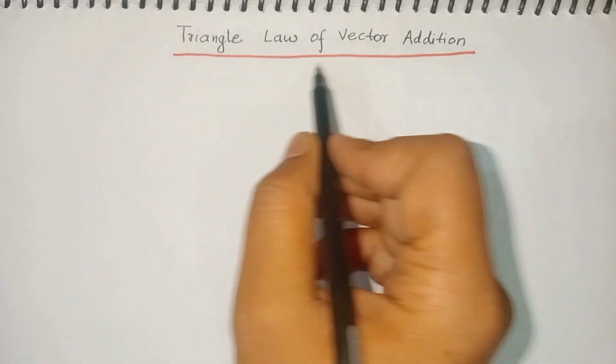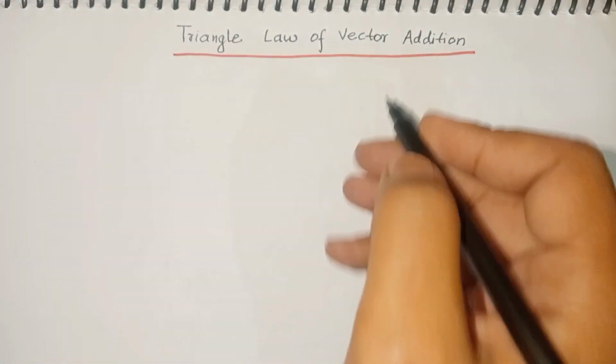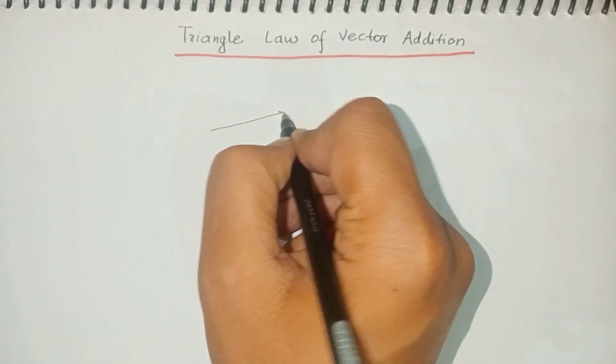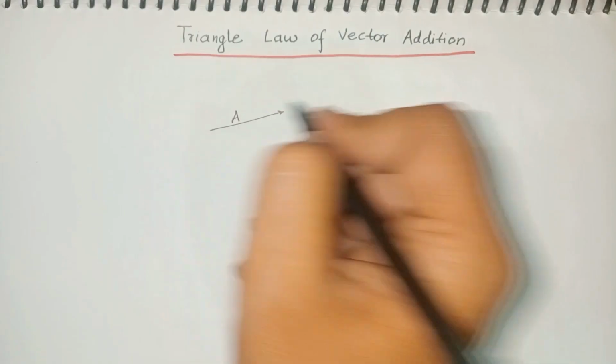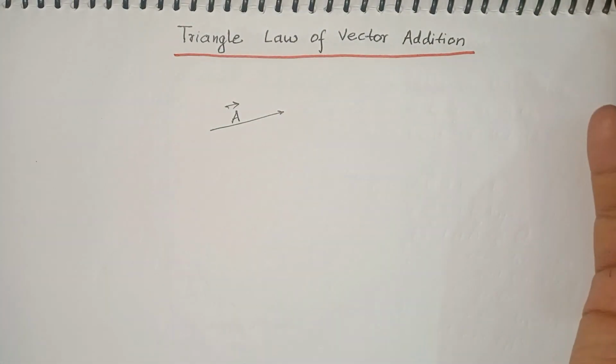Let's study the triangle law of vector addition. What is this triangle law of adding two vectors? Suppose that there is a vector given. This is vector A. Addition will happen, which means there will be two or more vectors.